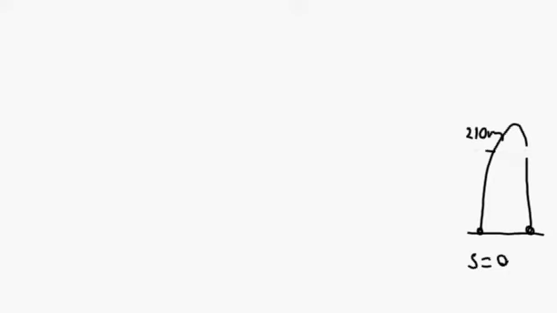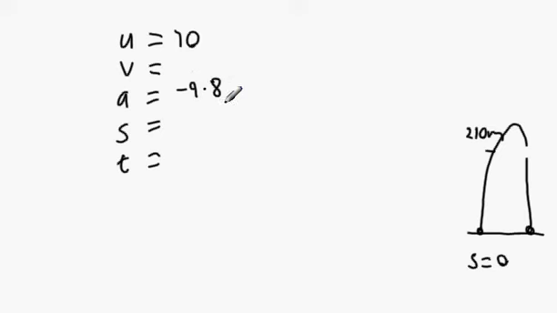Okay, now 210 meters. So we're just going to UVAS the situation again. Does it give us the initial velocity u? No initial velocity? 70. Final velocity, haven't got a clue. a is minus 9.8 and s is 210. t we haven't got a clue about. Once again, we're looking for time.